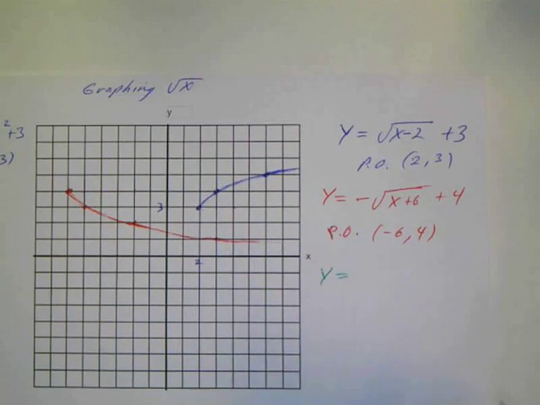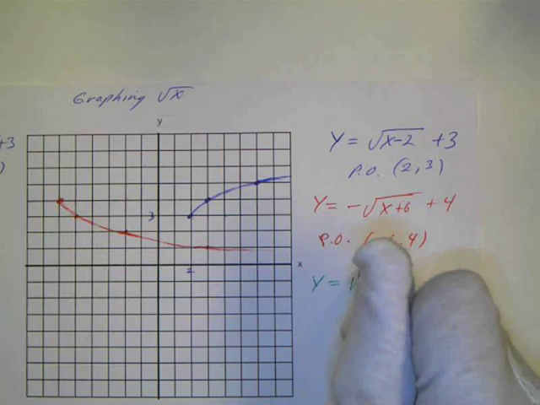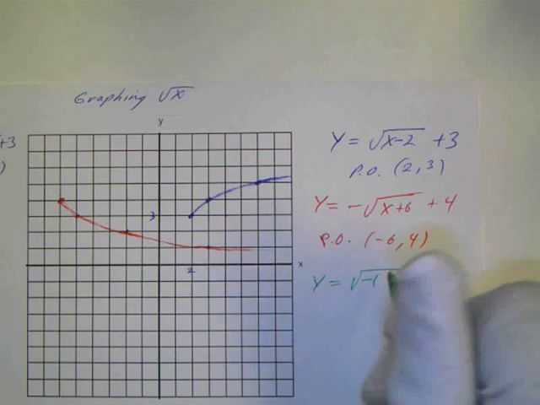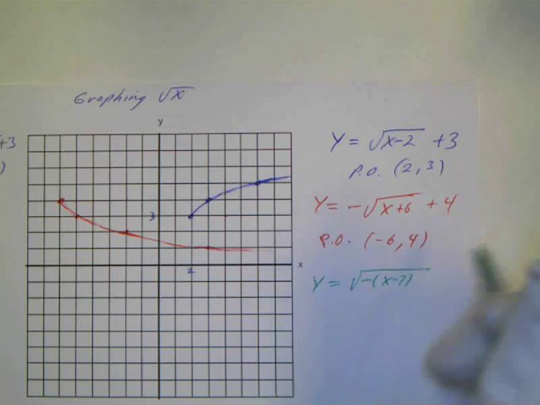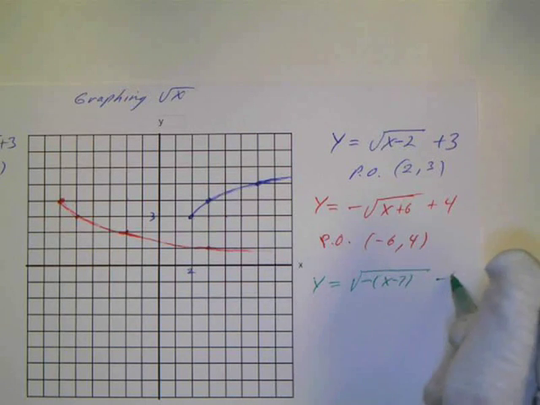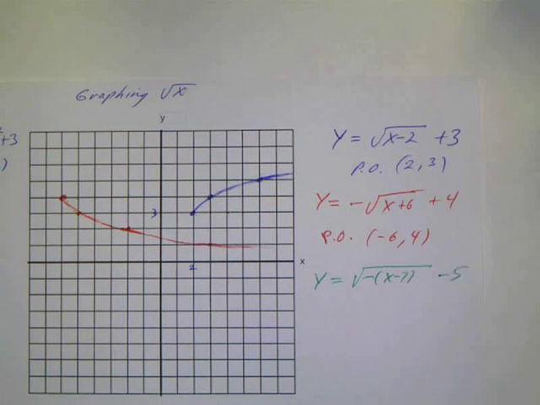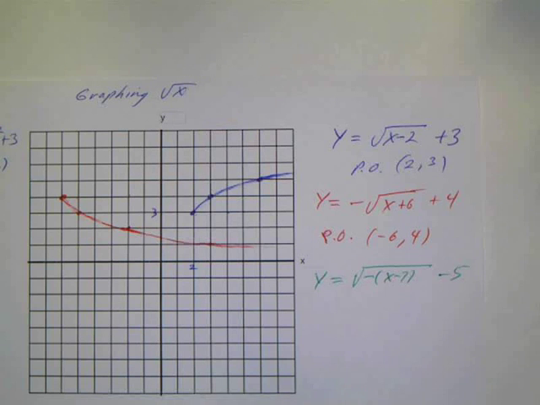y equals the square root of negative x minus 7 minus 5. Now again, if we cover up our shifts, this looks like the square root of negative x. Remember, that was flipped about the x-axis. So first of all, let's find our point of origin.